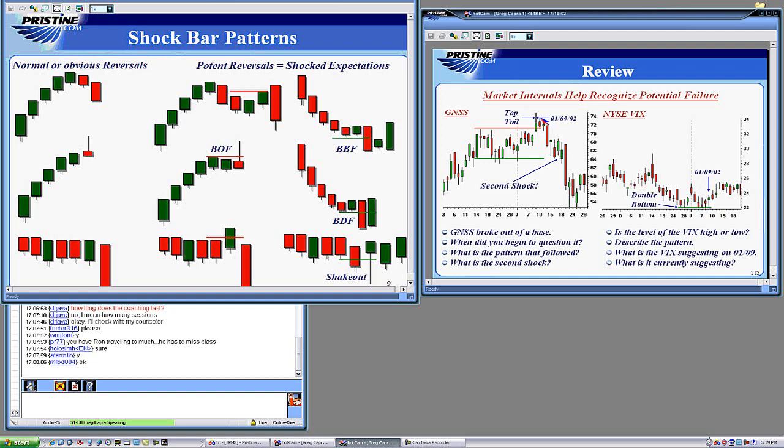Bottoming tail bar, topping tail bar in the stock. And so the VIX was giving us a warning. The market might be near a pullback time. So back in 2002, this was a low level for the VIX, which was a warning. Again, the pattern was the double bottom. It was suggesting that it was going to move up.